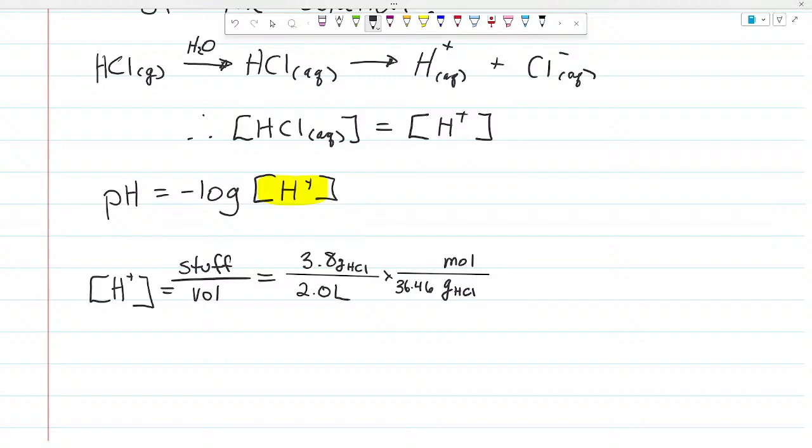And that's in how many moles? 1 mole. And then we said for every 1 mole of HCl, we're going to get 1 mole of H plus, right? You can almost skip that last step. Then we could just do that math. 3.8 divided by 36 should be 0.1. And then 0.1 divided by 2 should be about 0.05. Should be a little bit bigger than 0.05-ish.